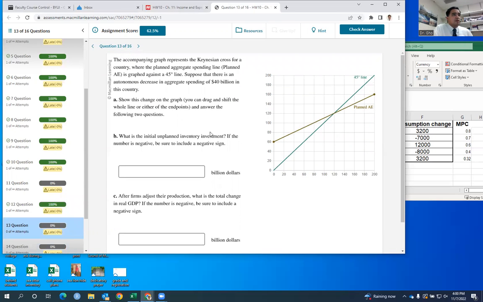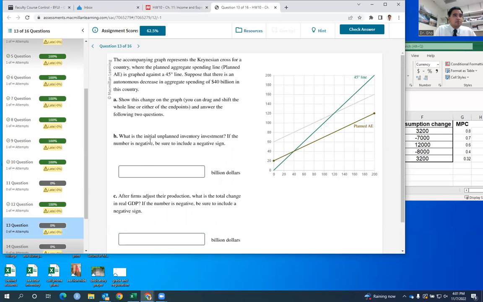The company graph, the Canadian planned aggregate spending. Suppose there's autonomous decrease in aggregate spending of $40 billion in this country. That's quite a bit. Okay, show this on the graph. Let's grab this graph and pull it down by 40. So there we go.